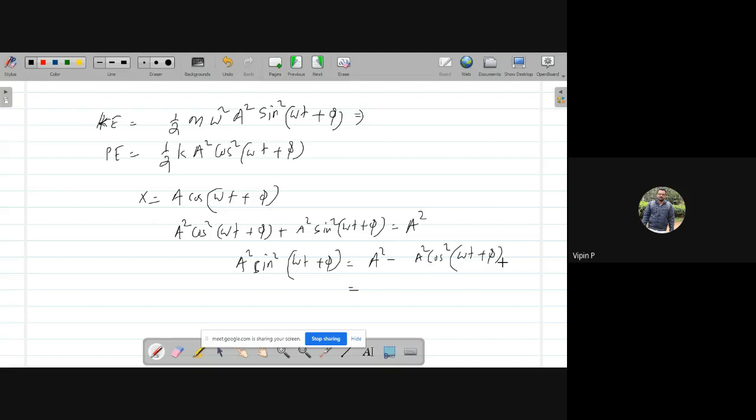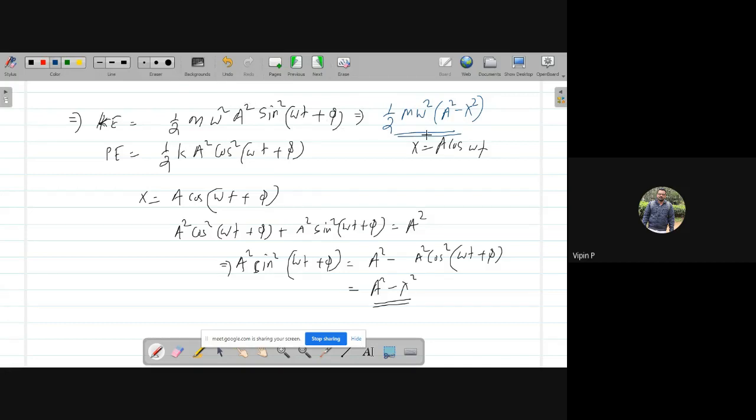Now, a cos omega t is x, right? So we may write this as a square minus x square. So a square sin square omega t can be written as a square minus x square, which means that the kinetic energy equation may be rewritten as half m omega square into a square minus x square. This is a quite useful equation, which will come handy when you're trying to solve problems involving energy. Okay, I hope this is clear.